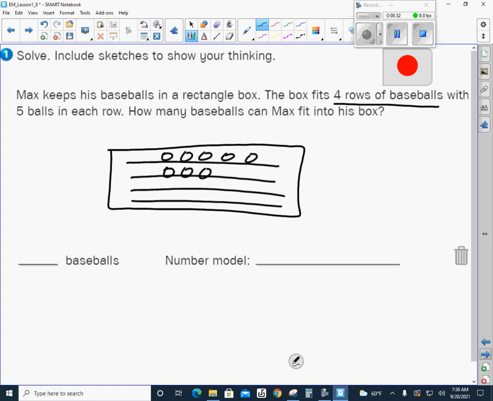I draw 5 balls in each of the 4 rows. Simple picture of exactly what's going on in the problem.